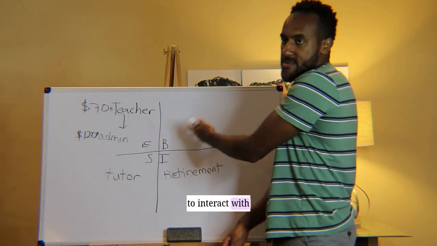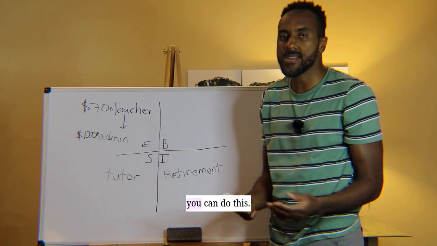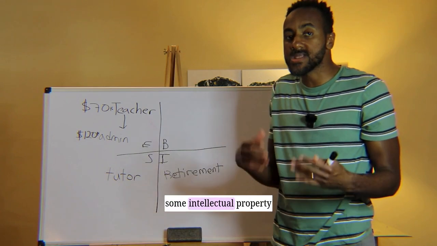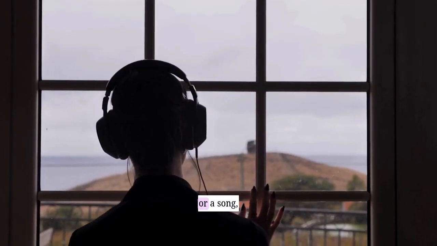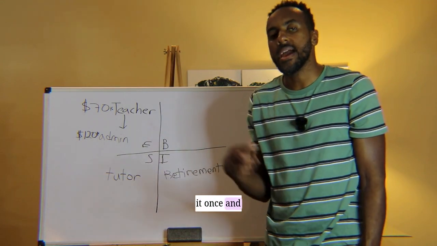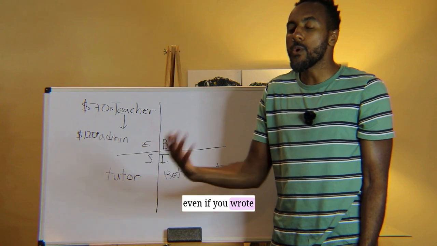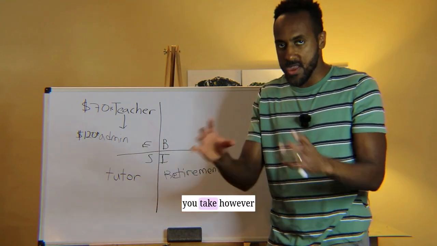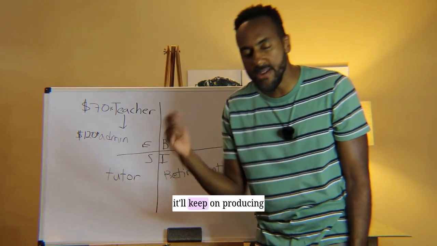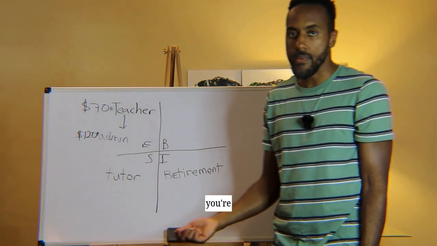There are many ways to interact with this quadrant over here. This is the B quadrant, business systems. There are a lot of different ways you can do this. I talked about in another video how if someone was to create some intellectual property like an album or a song, that is a business system because they create it once and it continues to produce for them after they created it. Or even if you wrote a book, became an author, you take however long it takes you to write the book, but you only have to write the book one time. And it'll keep on producing income for you as long as it stays relevant and continues to sell.